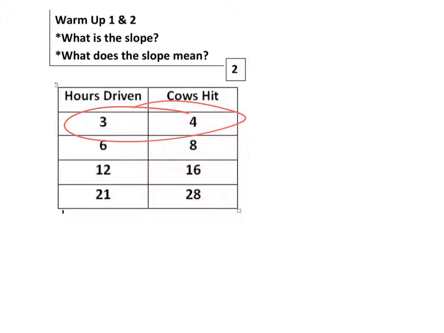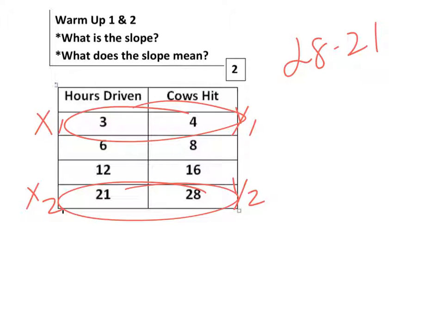Picking 2 points, we're going to calculate the slope first off. So x1, x2, y1, y2, look familiar, right? So we're going to have 28 minus 21 over 4 minus 3. Nope, that's not right at all, is it? Were you paying attention? Did you catch that? Yeah, that's one of those errors I see kids make quite a bit. So let's try it this way.